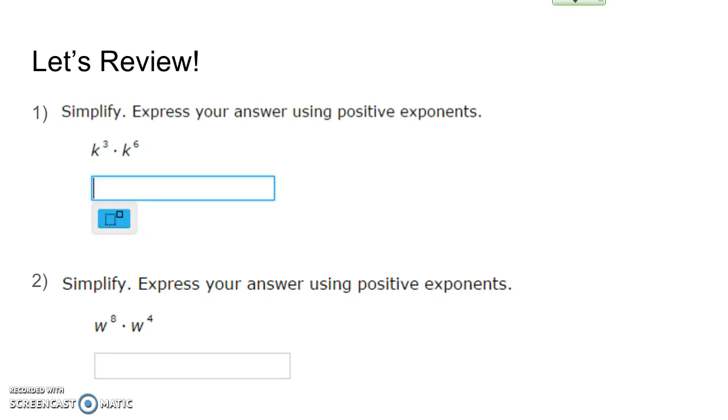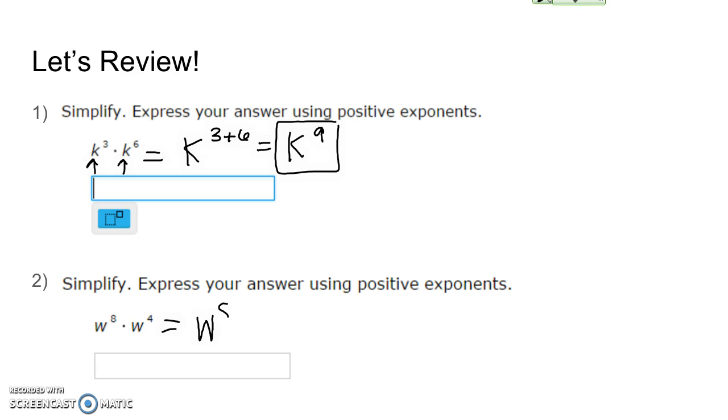Okay. All right, let's review from yesterday. What did we do when we are multiplying two terms that have the same base as exponents? If they have the same base, then we keep that as the base and we add the exponents. So 3 plus 6 is going to give us a to the 9th power. What will we do for number 2? Same thing. Do they have the same base? Yes, they do. So W is our base. We add the exponents. What's 8 plus 4? It will be W to the 12th power. Okay? So that's review. We call that the product rule.